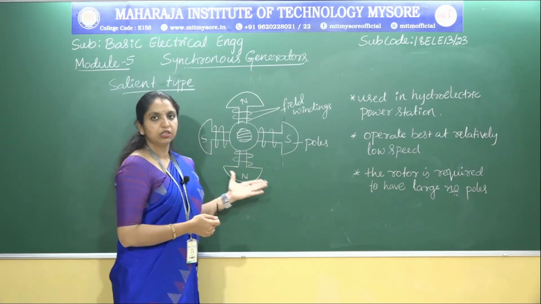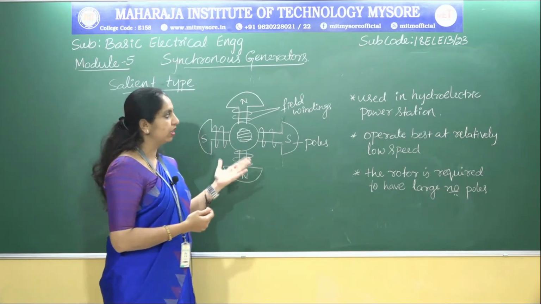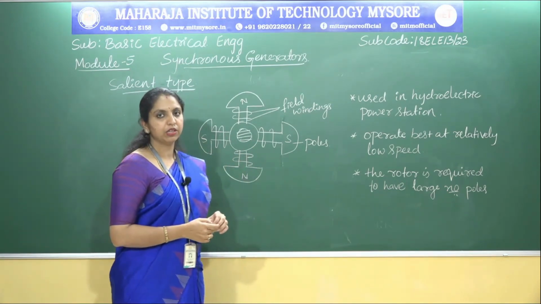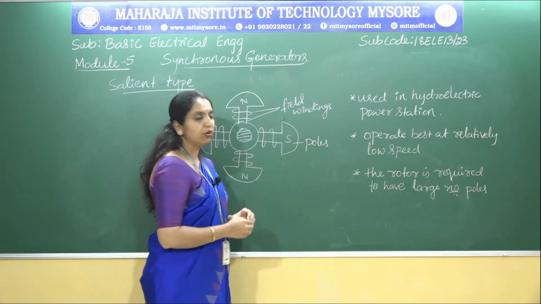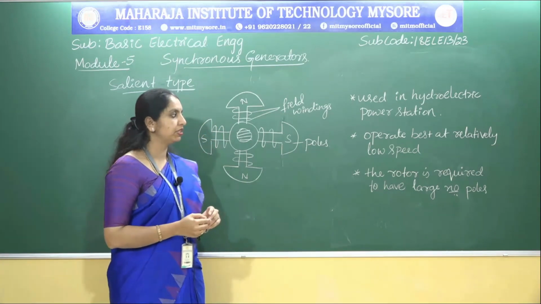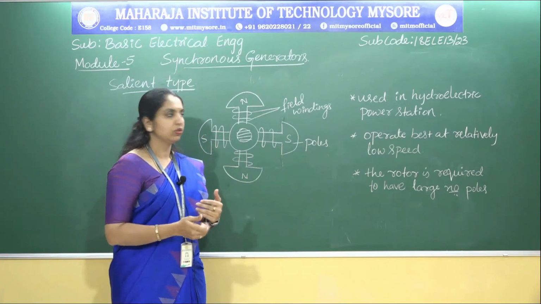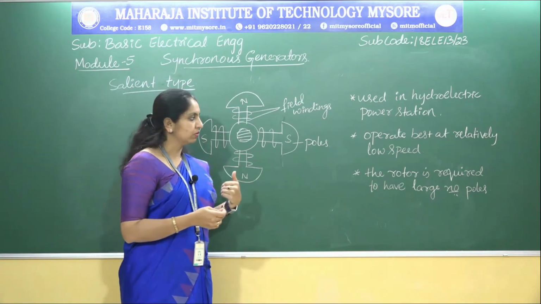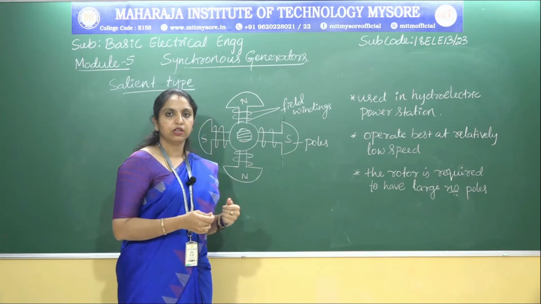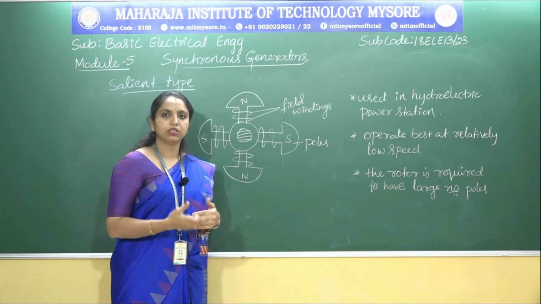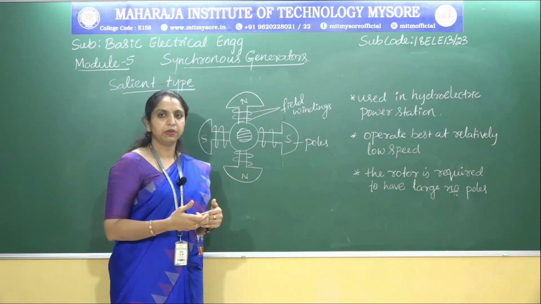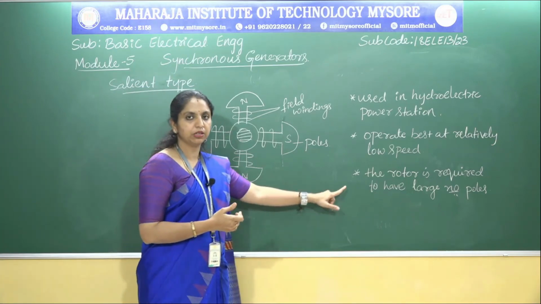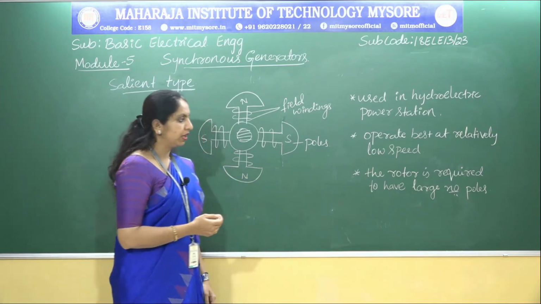The salient type of rotor is used in hydroelectric power stations. And hydroelectric power stations operate best at relatively low speed. So the earlier one, the non-salient type, works with high speed applications, and this is meant for low speed applications.